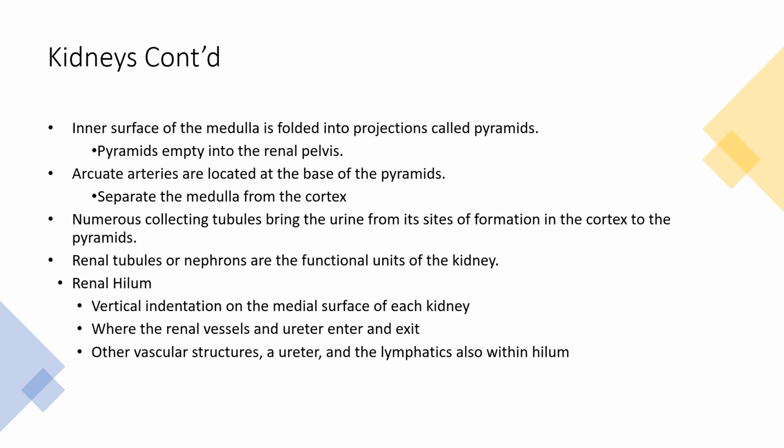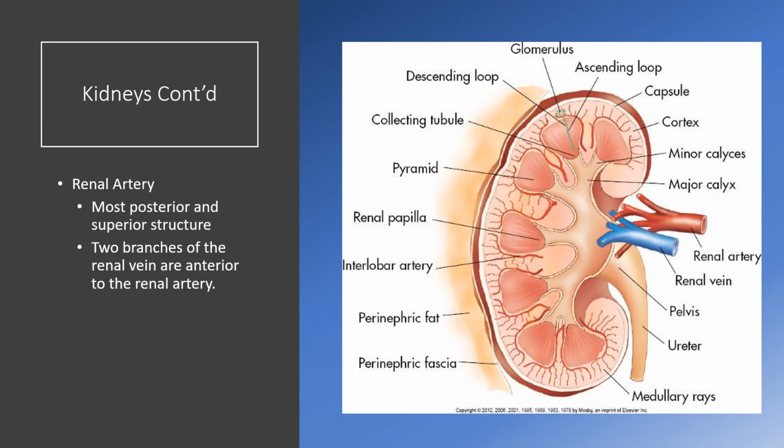The hilum is the vertical indentation on the medial surface of each kidney. It's where the renal vessels enter the kidney and where the ureter exits it. Other vascular structures, the ureter and the lymphatics are also found within the hilum. On the right, the renal artery sits posterior and superior to the renal vein. There are two renal vein branches anterior to that renal artery.